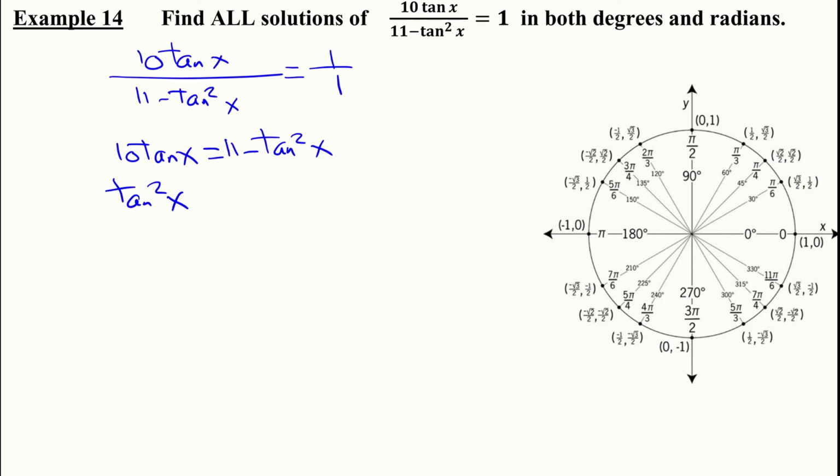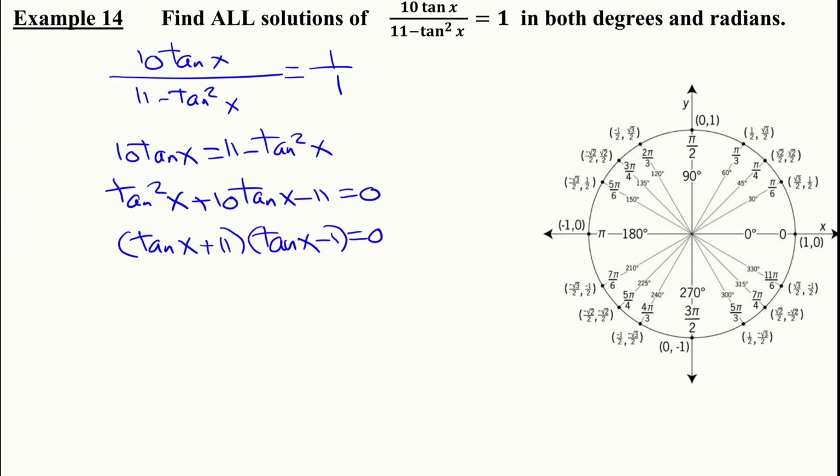So 10 squared x plus 10 x minus 11 equals 0. Looks like that may be factorable, so we get 10x minus, or probably plus 11 times 10x minus 1 equals 0. So now we're going to apply the zero factor property, which tells us either 10x plus 11 equals 0 or 10x minus 1 equals 0.